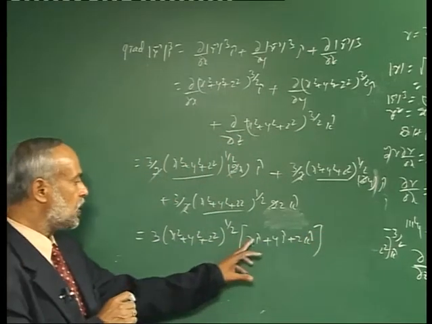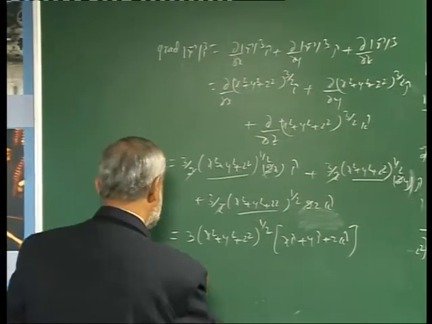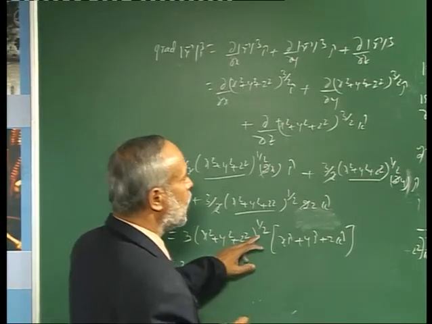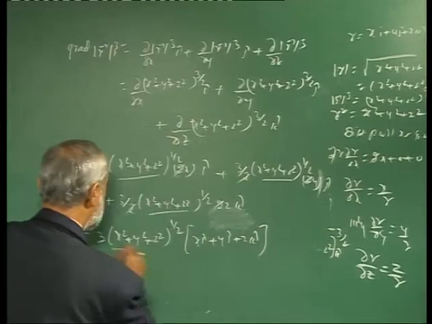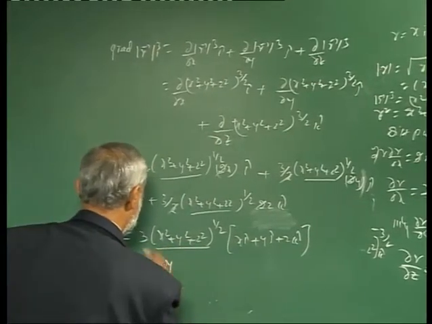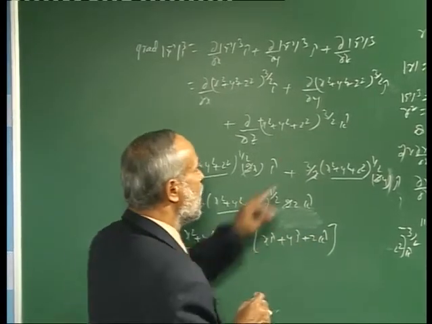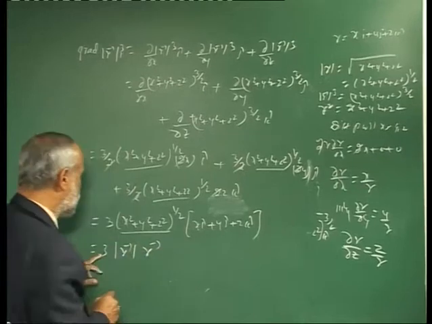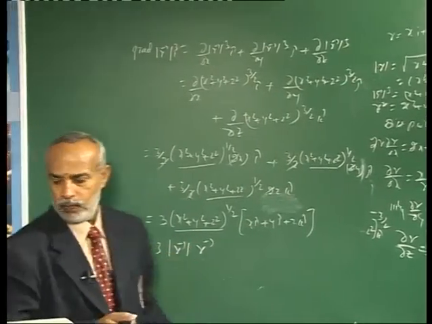What is x i vector plus y j vector plus z k vector? This is equal to 3 into x square plus y square plus z square whole to the power of 1 by 2, which can be written as modulus of r vector. Then x i vector plus y j vector plus z k vector is already r vector. So this is equal to 3 into modulus of r vector into r vector. We have proved it.